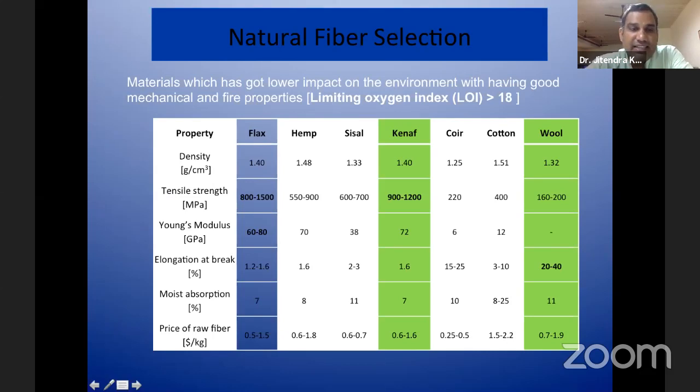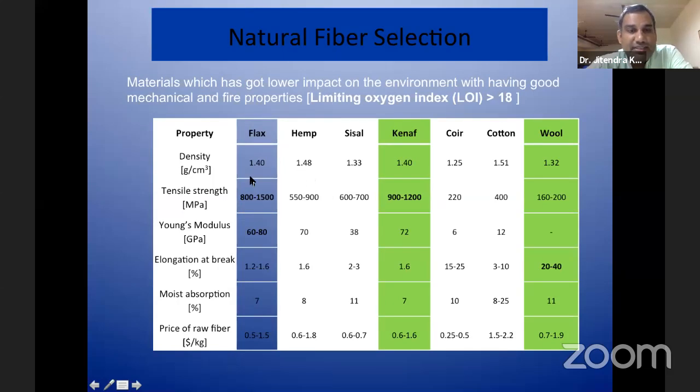When you select a natural fiber, you can see I have written here many natural fibers and their density and tensile strength. Mostly flax is used. After flax, jute fiber and then cotton fiber are also used. Then sisal or hemp fiber.